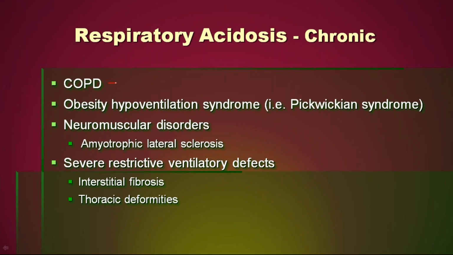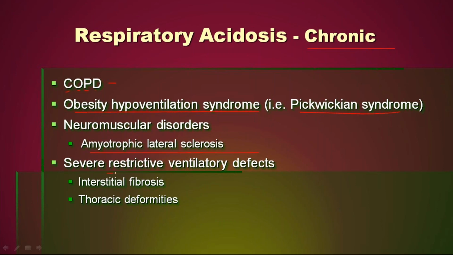COPD is a chronic disease, and that's why they didn't mention it there. As the name itself goes, chronic obstructive pulmonary disease. Then obesity hypoventilation syndrome, the Pickwickian syndrome, and all of you know sleep apnea. Over the course of time, they grow obese slowly, they cannot sleep well, and while going to sleep they stop breathing. That is obesity hypoventilation syndrome, or Pickwickian syndrome as it is called. Then any neuromuscular disorders, such as amyotrophic lateral sclerosis, where the muscles of respiration gradually fail over the course of time. These are all chronic conditions.